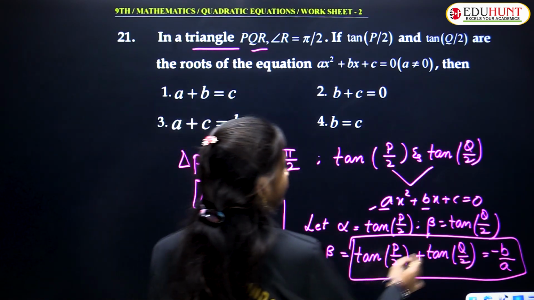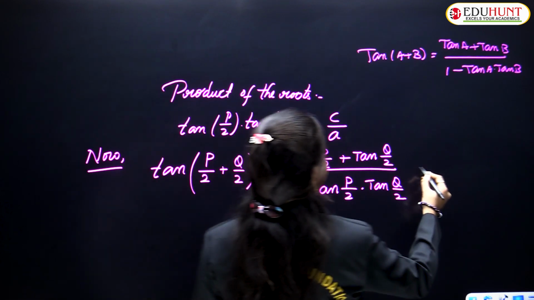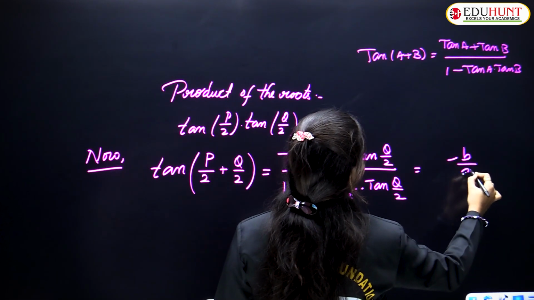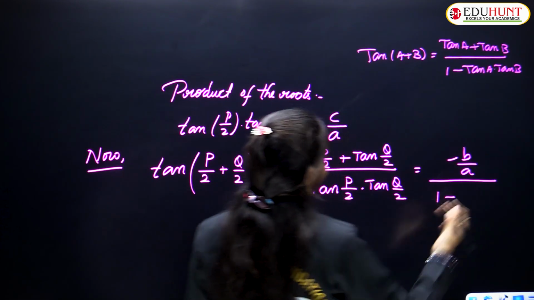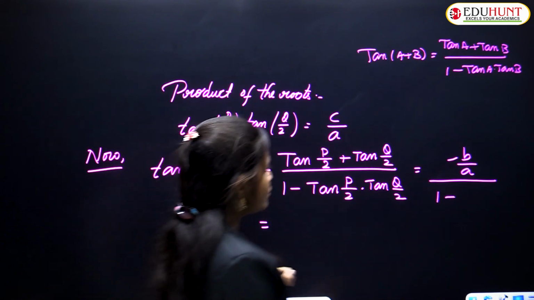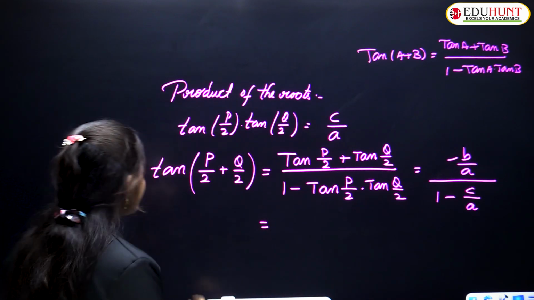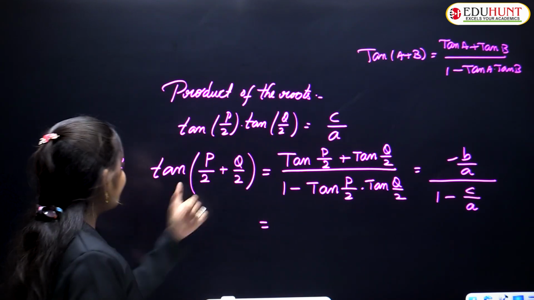So tan of P by 2 plus tan of Q by 2 is equal to minus B by A, divided by 1 minus tan P by 2 into tan Q by 2, which is equal to C by A. Okay, so simplify it. Children, before going to that, here we can do one thing.